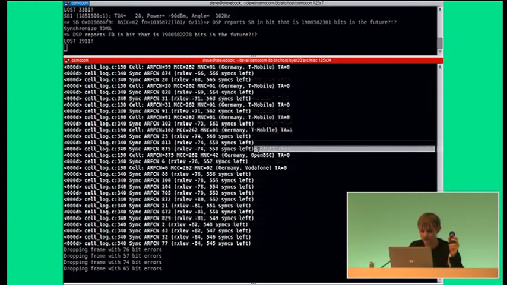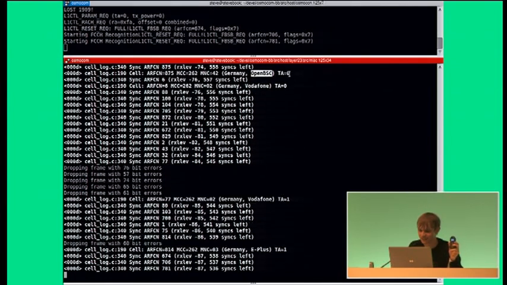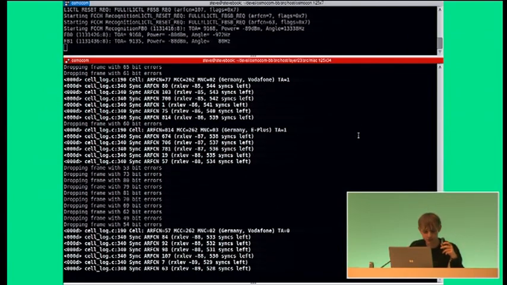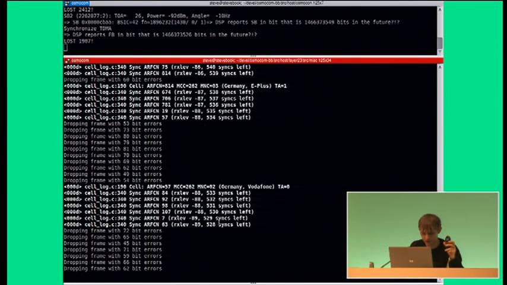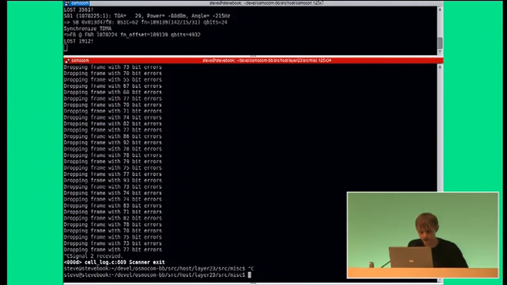And there's our cell, OpenBSC. And, of course, it has a timing advance of 0. So that runs in a loop. You see there are over 500 measurements left. But it creates a log file. Let me just show.